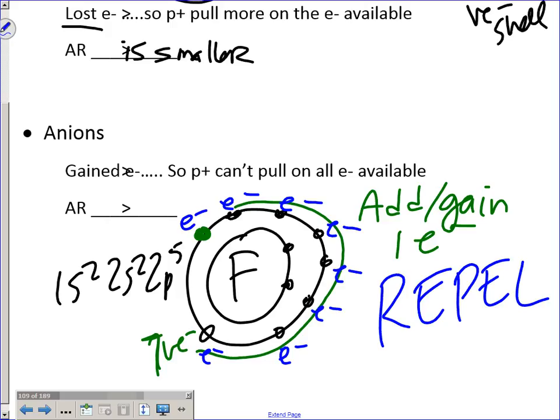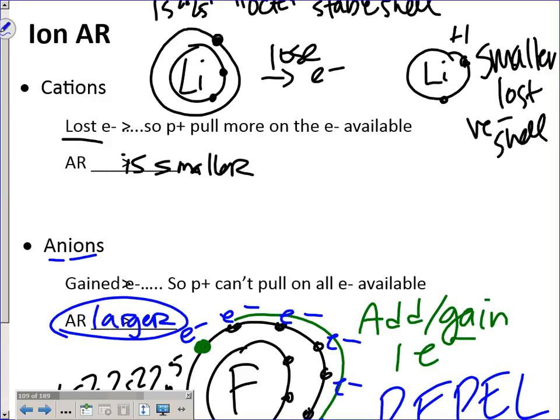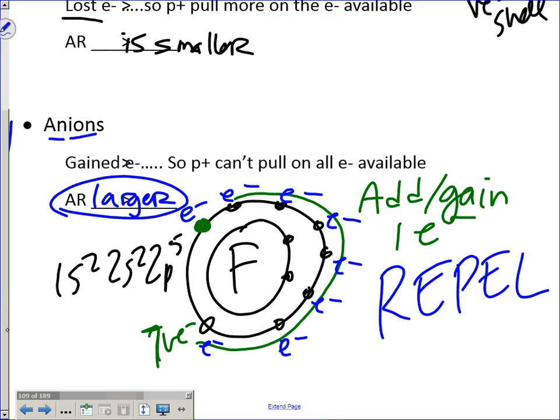You have an electron cloud, it's got one size. When you add another electron in there, repulsion occurs. It blows up just a teeny tiny bit, but still, anions, every single time when they gain an electron, will get larger. Atomic radius is larger. Whereas cations, which lose the entire outer shell, have to get smaller. So it's fine to memorize that, but it makes much more sense to understand why that occurs.